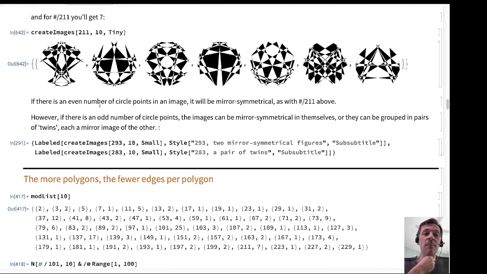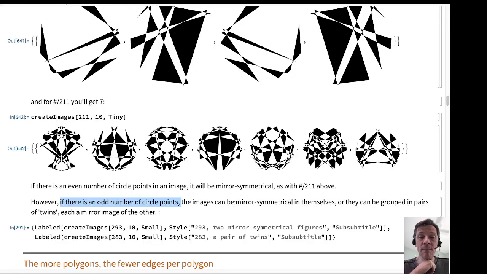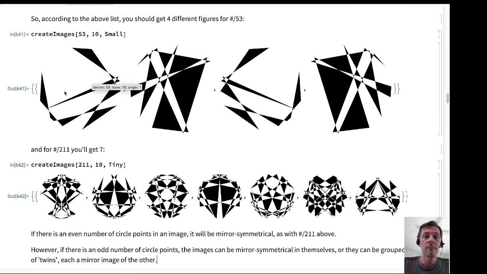If there is an even number of circle points in an image, such as here, a 30-gon, then that image will be mirror symmetrical. However, if there is an odd number of circle points, then the images can be mirror symmetrical in themselves, or they can be grouped in pairs of twins, each one being a mirror image of the other. And that's what we had up here. These are pairs of twins, pairs of what in chemistry is called enantiomorphs. They are the same backwards and forwards.